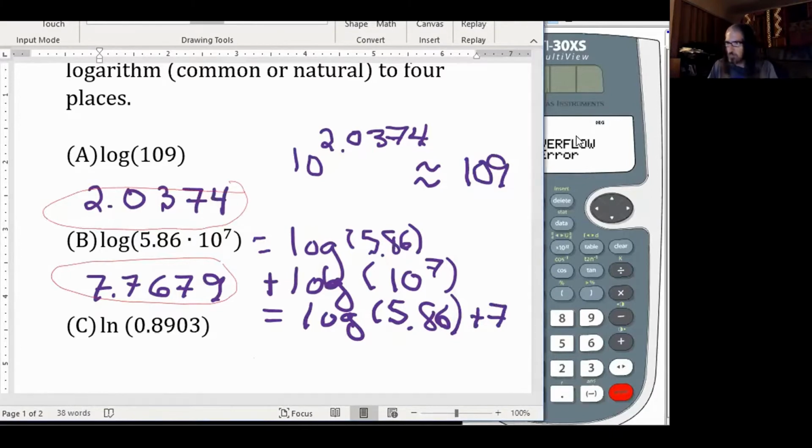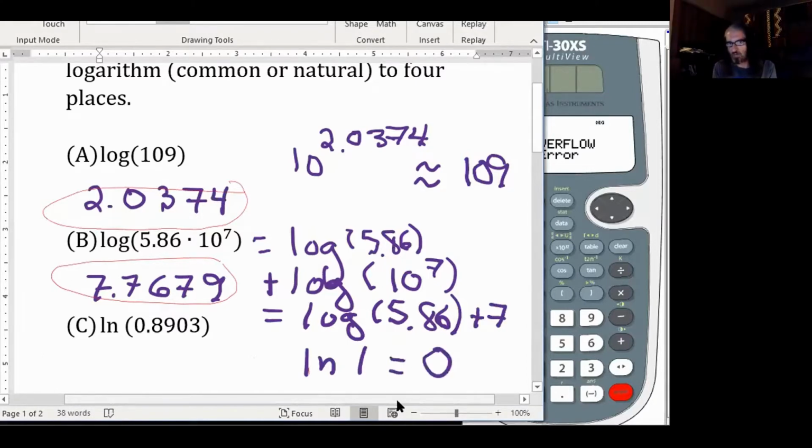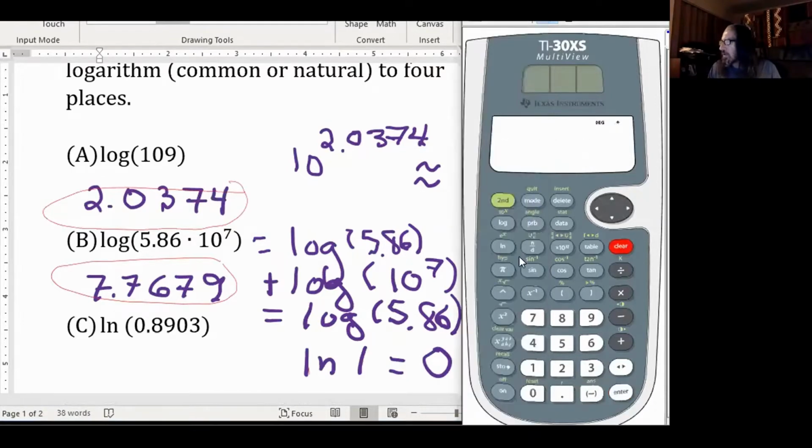As a side note, the natural log of 1, or the log of 1 in any base, is supposed to be 0. Then, since we're dealing with an argument that's smaller than 1, I'm expecting an answer that is negative. Natural log is right underneath the common log. Put in the argument of 0.8903. I do get an answer that is negative, as I expected.